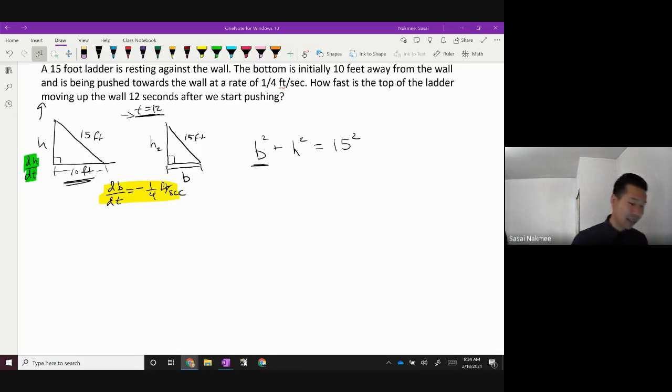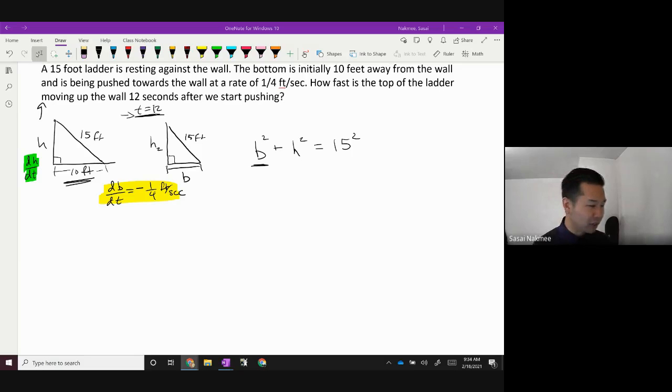This one is a major one of just straight up word problems, right? Of when we would apply these derivatives. So here we have a 15-foot ladder that's resting against the wall. The bottom is initially 10 feet away from the wall and is being pushed towards the wall at a rate of 1/4 feet per second. How fast is the top of the ladder moving up the wall 12 seconds after we start pushing?